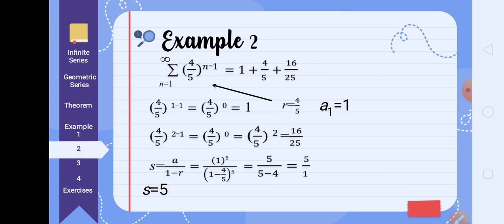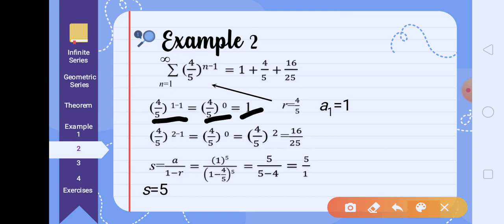Example number 2. The summation notation of 4 over 5 raised to the power of n minus 1, where n starts at 1. First, we need to list out the terms. In listing out the terms, we substitute the value of n. When n is equal to 1, 4 over 5 raised to the power of n minus 1 is equal to 4 over 5 raised to the power of 0. Any number raised to the power of 0 is equal to 1.